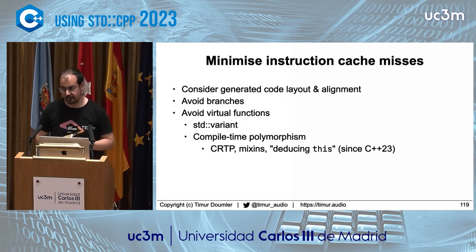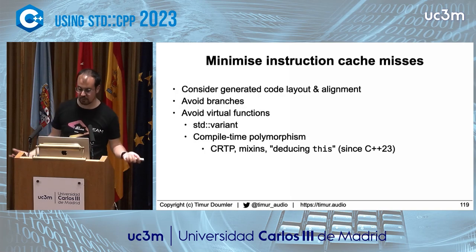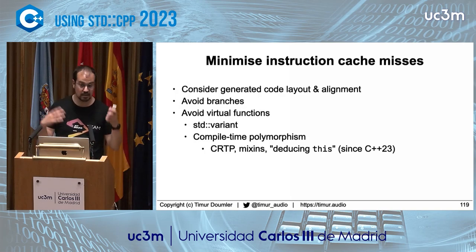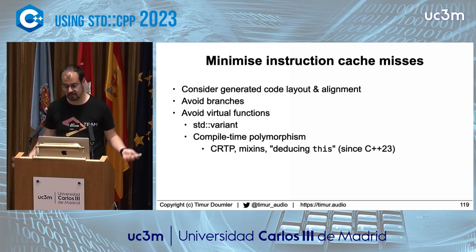You want to avoid virtual functions. That's potentially multiple indirections, right? The vtable, and within the vtable you jump to the right function. So use compile-time polymorphism like CRTP and mixins. Deducing this makes it a lot easier in C++23.